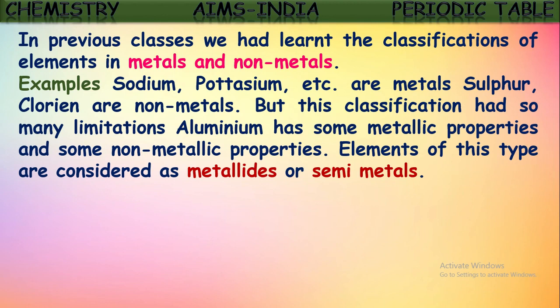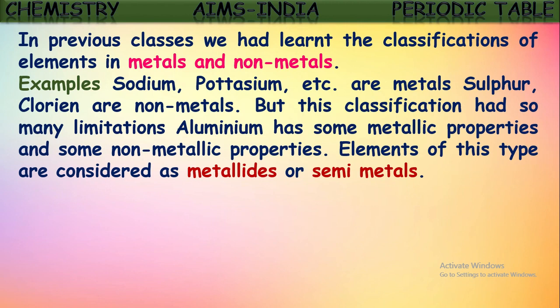But this classification had so many limitations. For example, aluminum has some metallic properties and some non-metallic properties also. So that segregation is not completely satisfying the properties of the elements. Sodium, potassium, etc. are metals, so there it is okay. Even with the non-metals like sulfur and chlorine, they exhibit the properties of non-metals. But there are some elements like aluminium, which exhibit the properties of metals and certain properties of non-metals also.